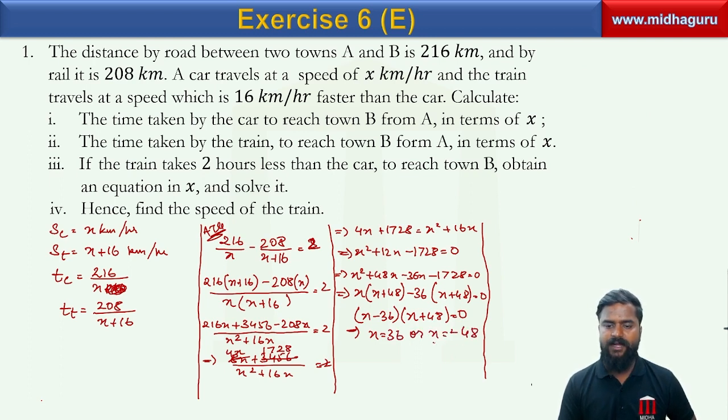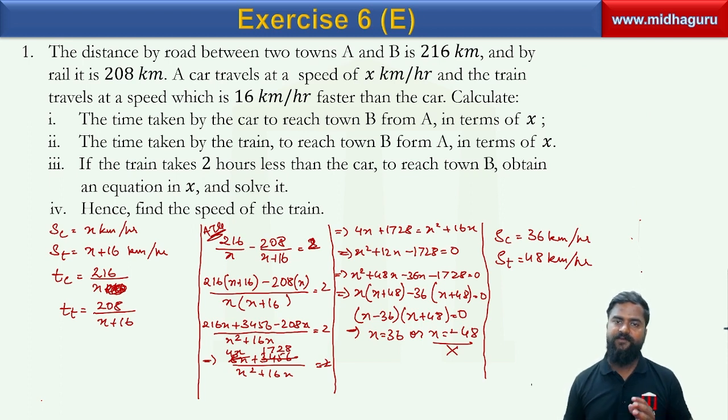So since x is a speed, it cannot be negative. So the speed of the car is 36 kilometers per hour. And since the speed of the train is 12 more, it is 48 kilometers per hour. So these are the speeds of the two different vehicles. Let's move on to the next question.